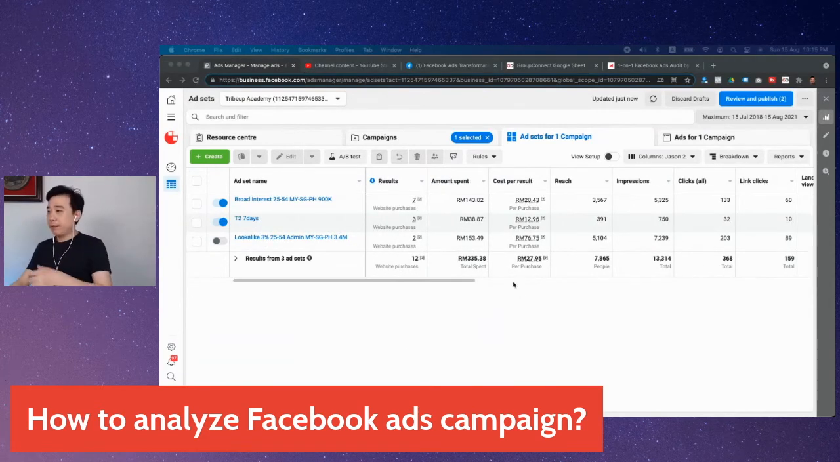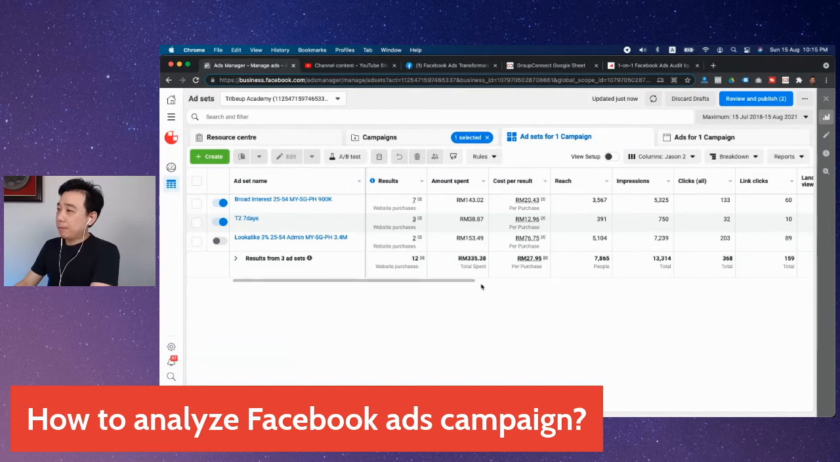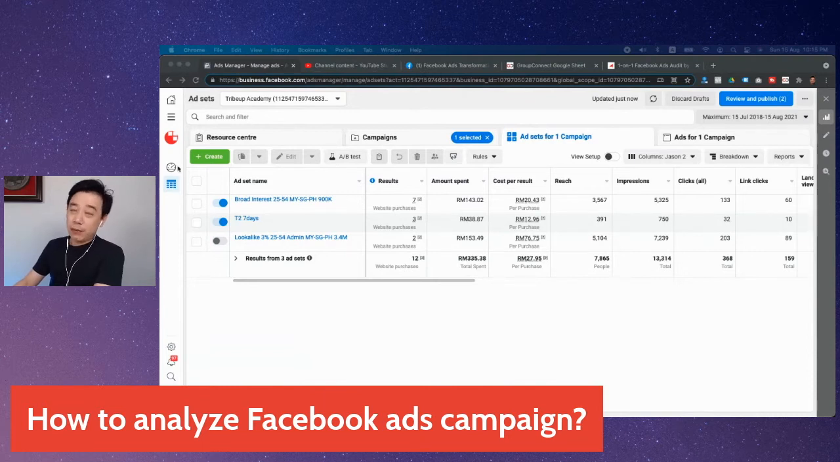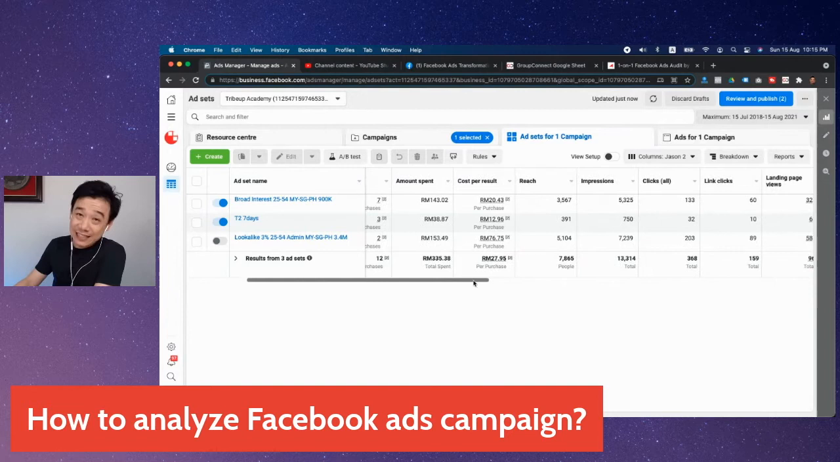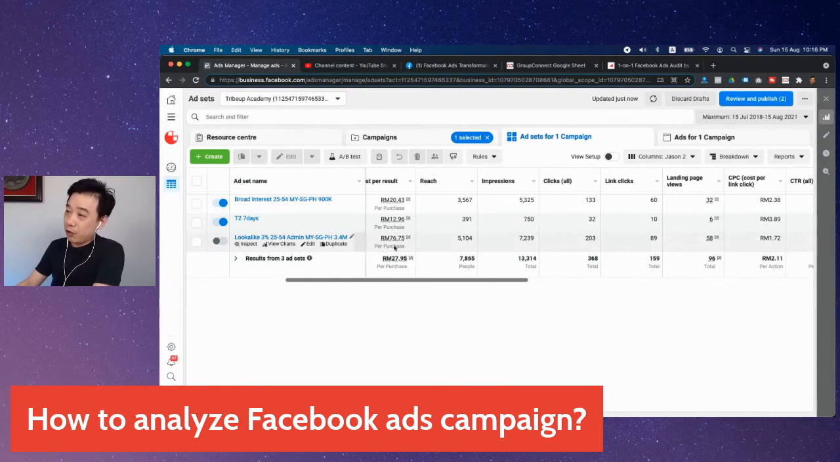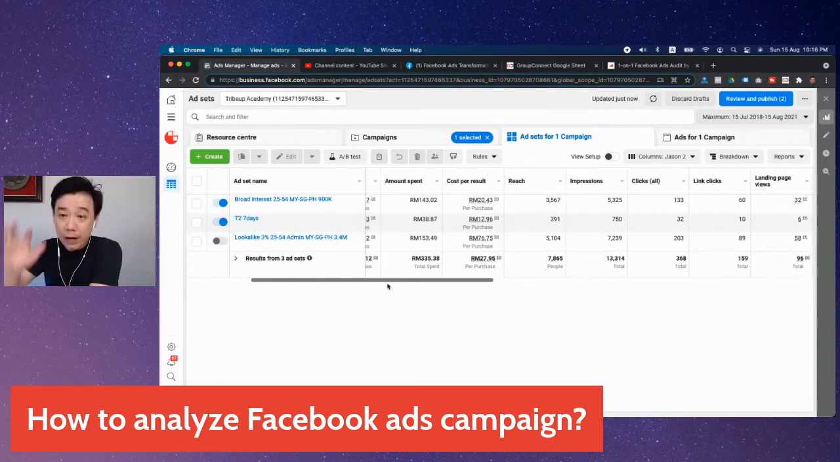When I run ads, the first thing I pay attention to is the amount spent and the cost per result, but that's not really the ultimate thing that we track. Of course, we need to keep an eye on the cost per result and stay at a comfortable level, but you also have to 100% understand that you're not paying cost per result. The cost per result is really only the average cost that you're paying for every result you get.